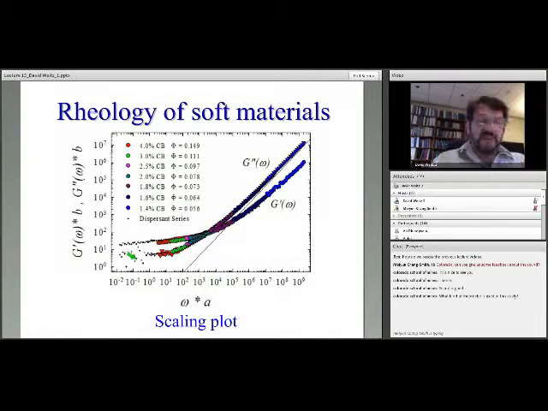And this happens with many types of soft materials that ultimately will relax. They are solid-like over very long times, but eventually they relax and become fluid-like. And if they relax and become fluid-like, then at the very lowest frequencies, the loss modulus, the viscous component, has to begin to dominate, and this has to go through a peak, and the storage modulus needs to drop.